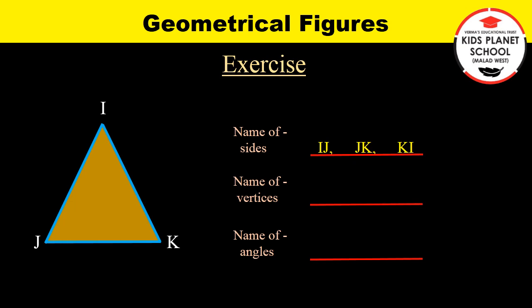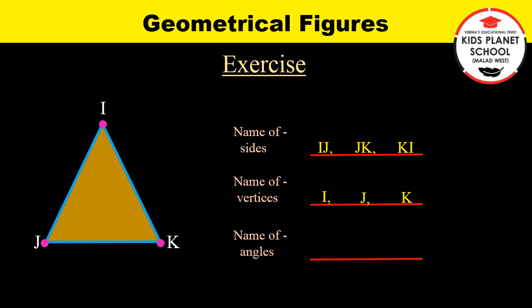Now, a second question is name of vertices. Children, vertices is the plural form of the word vertex. Vertex means the corners. So, let us give the names of vertices. Vertex I, vertex J, vertex K.